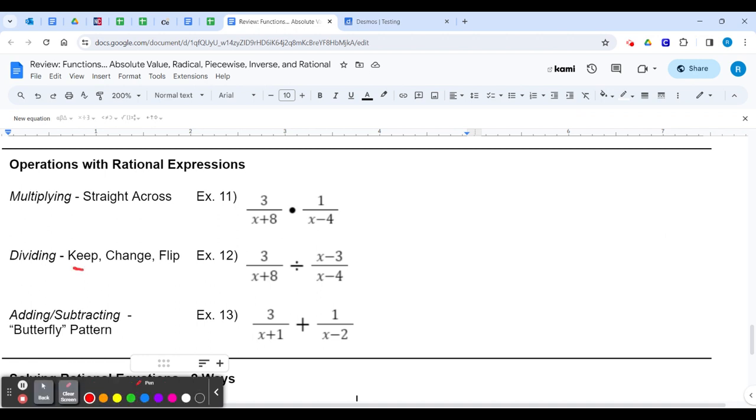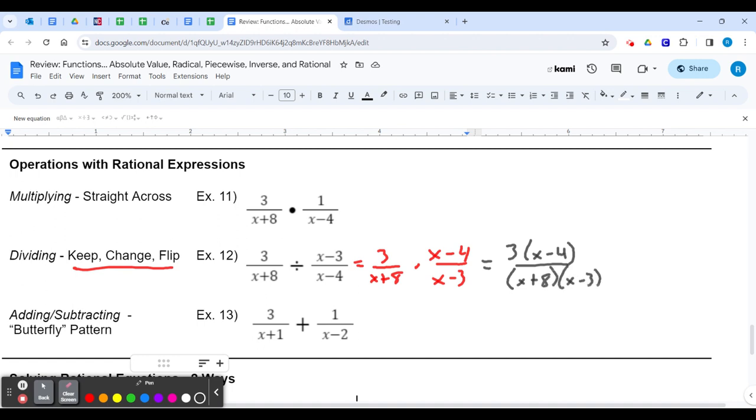Right? That's the big rule for divide. So we keep that first expression, 3 over x plus 8, change division to multiplication, and we are going to flip around that last one, x minus 4 over x minus 3. Then we can multiply straight across, so we get 3 times (x minus 4). Notice how I'm throwing parentheses around that. And we get (x plus 8) times (x minus 3) on bottom. We go ahead and we do that problem.